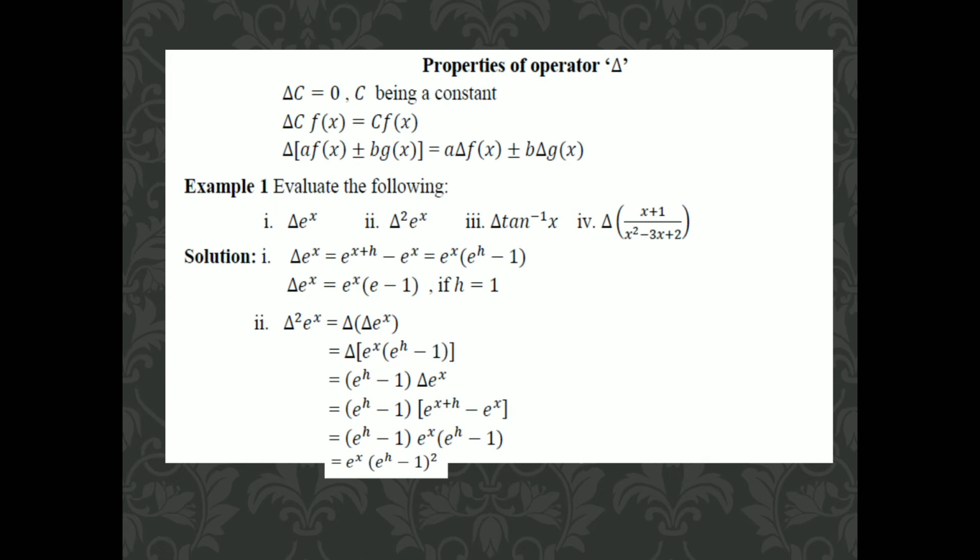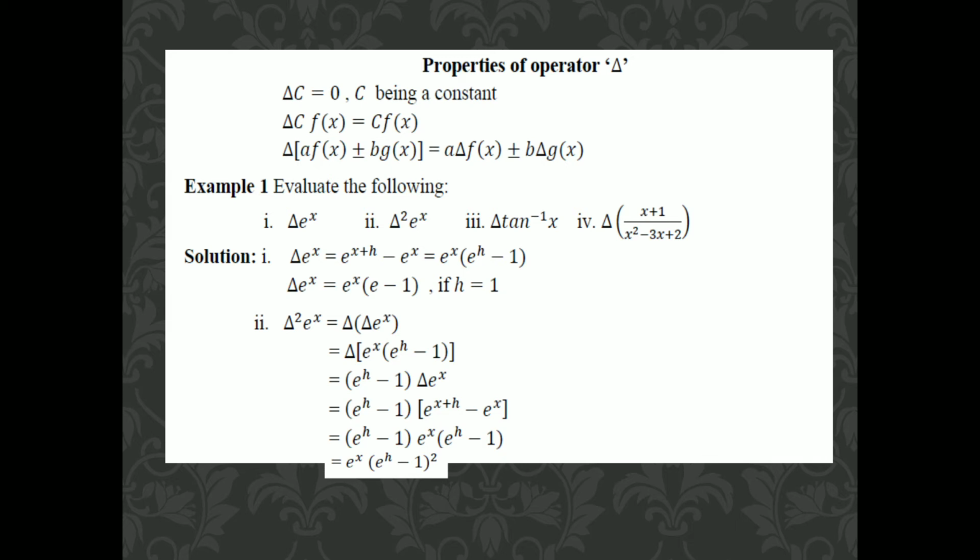And the third property is known as the linearity property of the forward operator, given as delta of (a f of x plus or minus b g of x), which is equal to, taking the constants outside and operating the operator only on the function, a into delta f of x plus or minus b, which is also a constant, so b into delta g of x. After these properties, we take some examples.